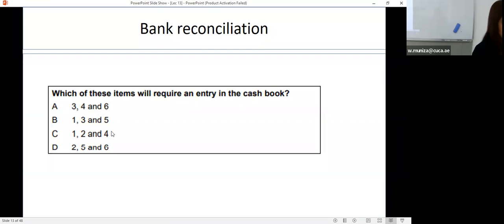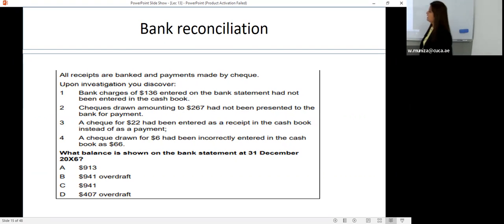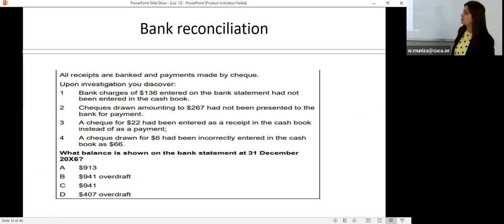So yes, option B is the right one. 1, 3, and 5. Okay, now students, next understanding is there. Let's read the question first. The requirement of the question is, what balance is shown on the bank statement as at 31st December 2006? They are requiring us to calculate the balance as per bank statement on 31st December 2006.